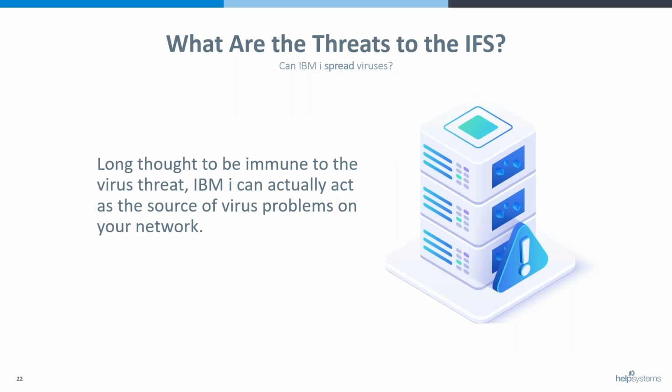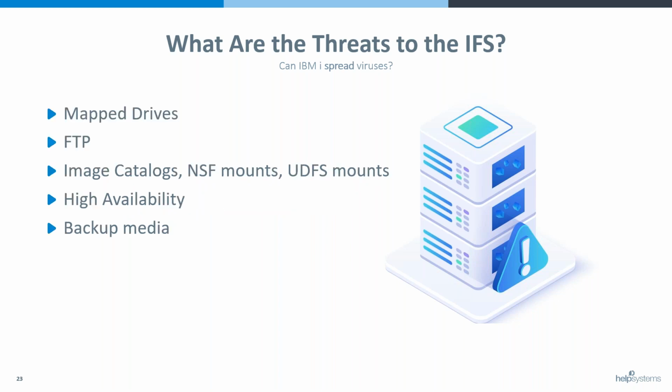There's always been some question as to whether IBM i can either be the source of a virus problem in your network or be impacted by it. Unfortunately, it's not immune to the virus threat. It actually is quite happy to spread viruses out to your users. All of those ways we talked about already for how malware can spread to the IBM i work in the other direction as well. It can spread malware out to the end users through those mapped drives. If somebody FTPs files off of your system, you may be sharing malware with one of your business partners, customers, or vendors.